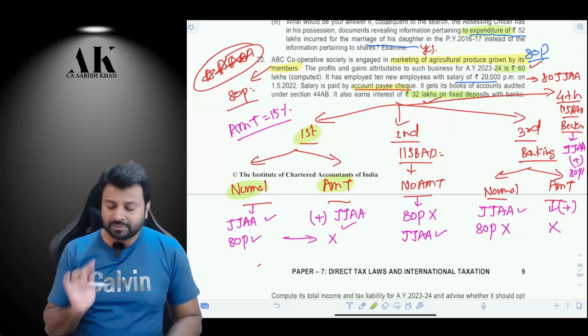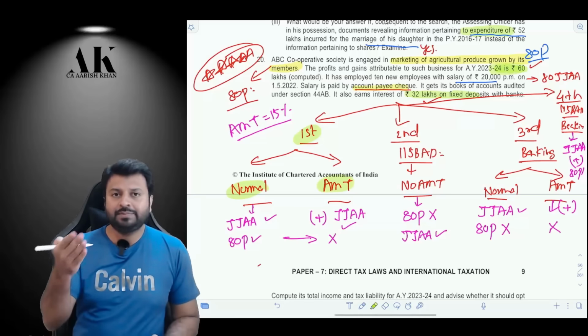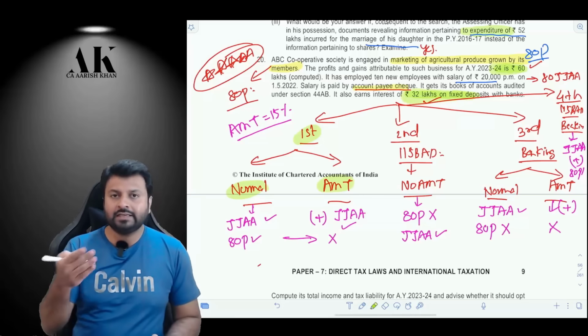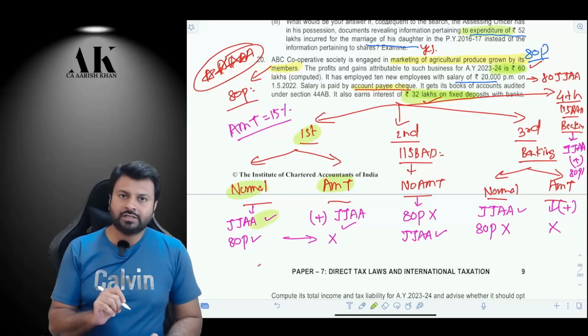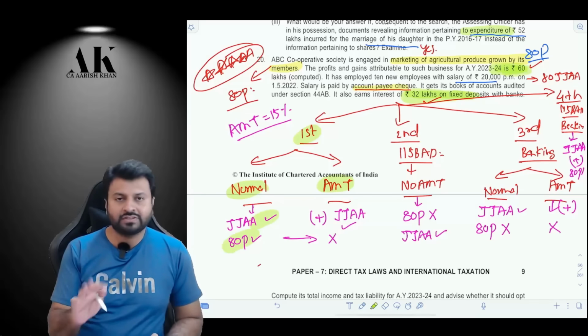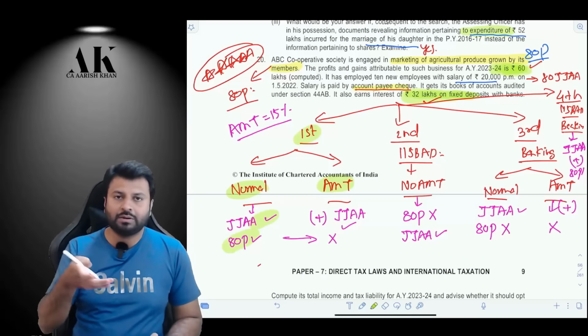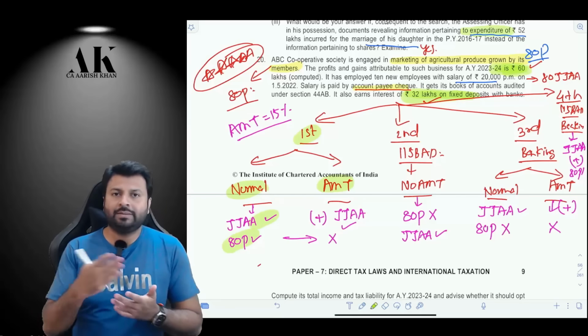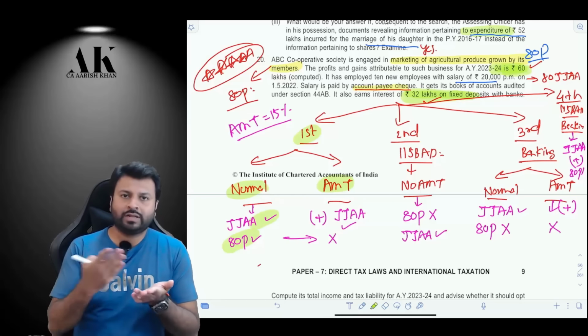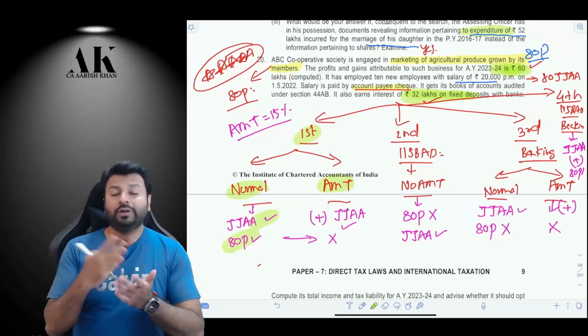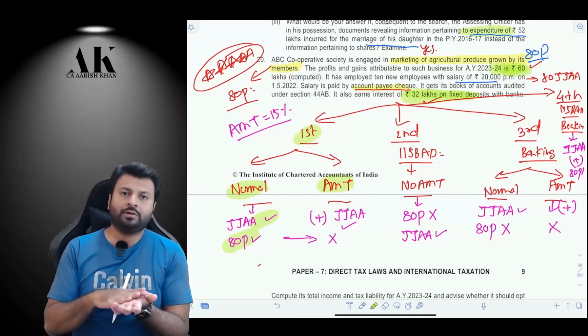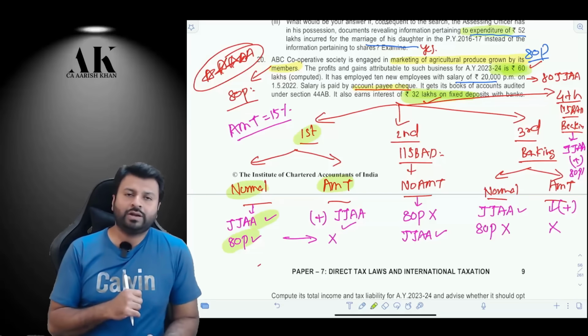When you compute tax as per normal provision, the first thing you will take is PGBP 60 lakhs, and second thing is interest on fixed deposit 32 lakhs. And what deduction will you get? You will get deduction under 80JJAA and deduction under 80P of 60 lakh rupees. Compute tax as per the normal provision. As per the normal provision, the slab rates you all know: up to 10,000 no tax, above 10,000 10%, then 20%, then 30%, and so on.